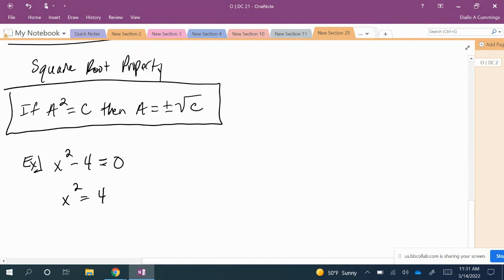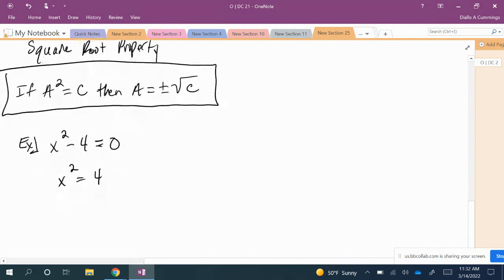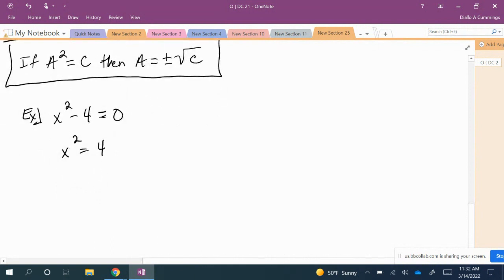So now that we've isolated the squared term, we can apply the square root property. It says that if a squared is equal to c, then a is equal to plus or minus the square root of c. So I'm basically going to take the square root of both sides. If I take the square root of the left-hand side, the square root and the square will cancel, so I'm left with x. On the right-hand side, I must sprout a plus or minus, because that's a part of the formula. Square root of 4.